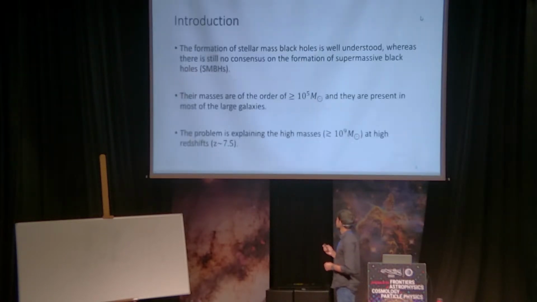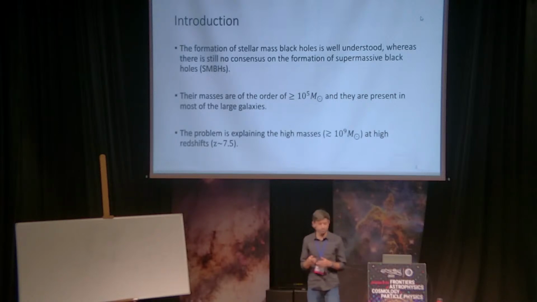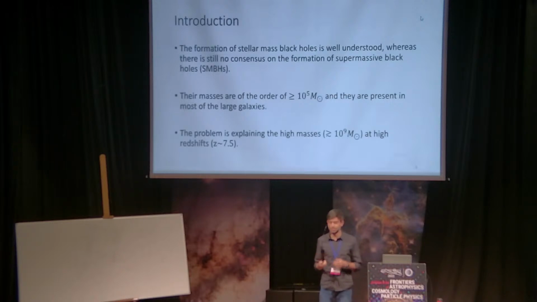So with the introduction. Now, some of you, or most of you in this room must be aware that we have a pretty good understanding of how stellar mass black holes form, but it's not the same with supermassive black holes. The problem is that these supermassive black holes are more than 10 to the power 5 solar masses. That's how they are defined.